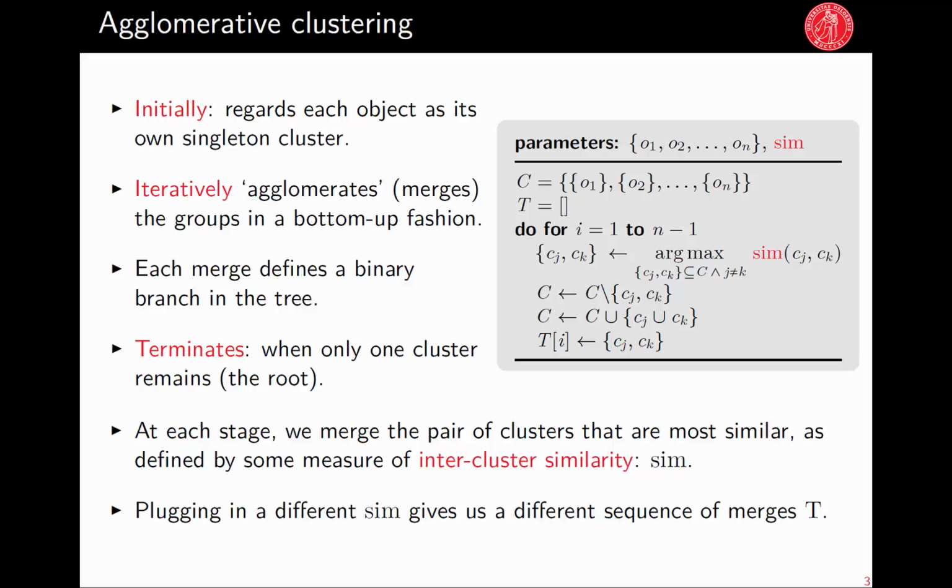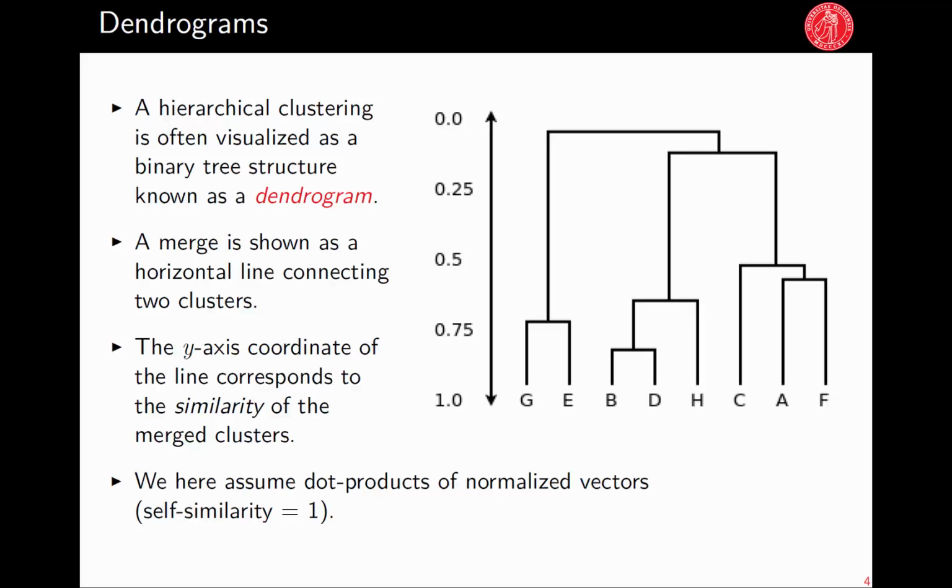And depending on what similarity measure we plug in here, we will end up having possibly a very different set of clusters in the end. So this structure you see here is something called a dendrogram. Basically a binary tree structure, which is typically used to visualize the result of applying such a bottom-up or agglomerative clustering method. So along the x-axis here, we have the objects to be clustered, and then the y-axis shows the similarity level at which a merge occurs.